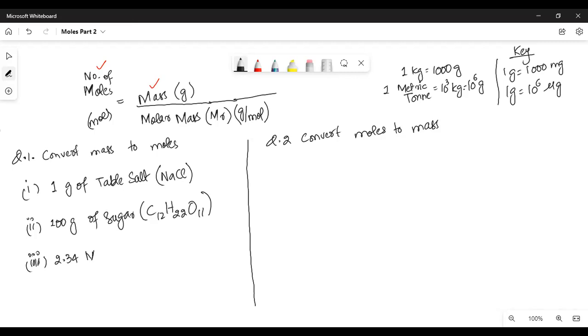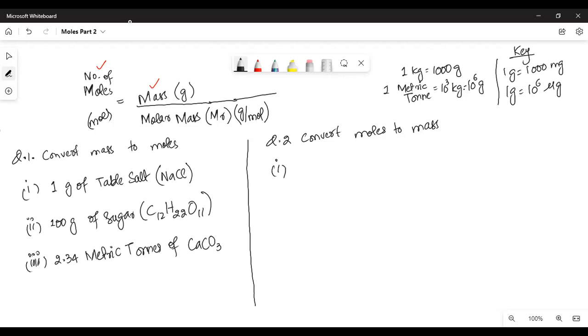2.34 metric tons of CaCO3, calcium carbonate, which is present in the form of chalk or marble or limestone. Yeah, these are different forms of calcium carbonate, or at least they contain a big percentage of calcium carbonate.